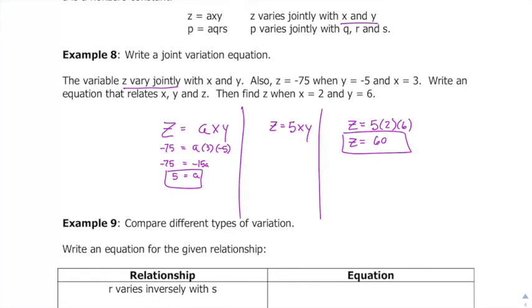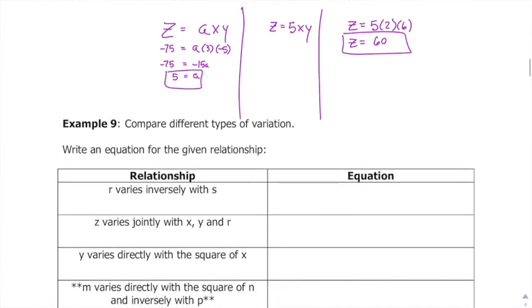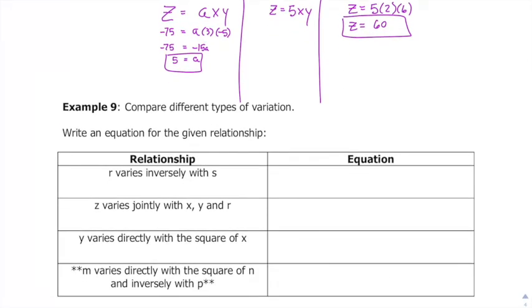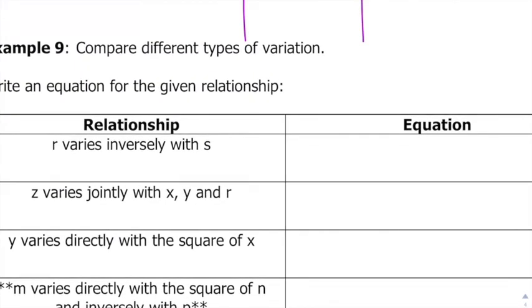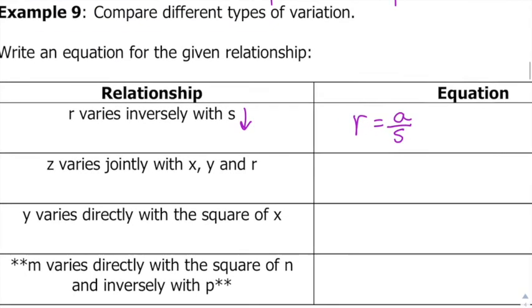Sometimes you might have real world situations where you got a couple of different factors and maybe they're all being multiplied like this. So let's compare the different types of variation. Write an equation with a given relationship. I think we're just coming up with generic ones. R varies inversely with S, so R is by itself. You got A, and inversely means that needs to be divided by S. Z varies jointly with X, Y, and R. So Z is by itself, then A, and then X times Y times R.